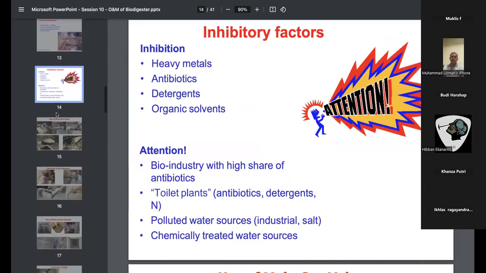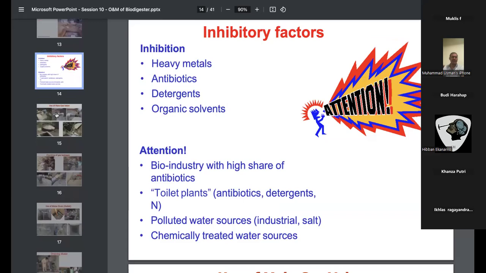Whenever you are constructing a biogas plant or feeding the biogas plant, please check there should be no heavy metals in the feeding material, no antibiotics, no detergents, no organic solvents. Similarly, bio-industry which are installing biogas plants should not use high amounts of antibiotics. Toilet plants usually have the problem of antibiotics and detergents. Polluted water sources, industrial salts problem, and chemically treated water sources have the problem of chemicals.